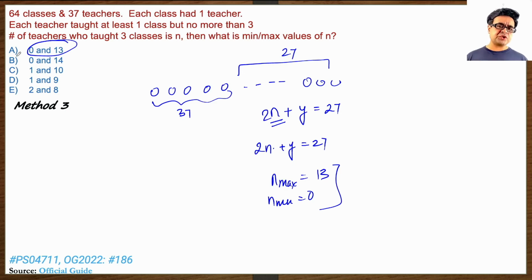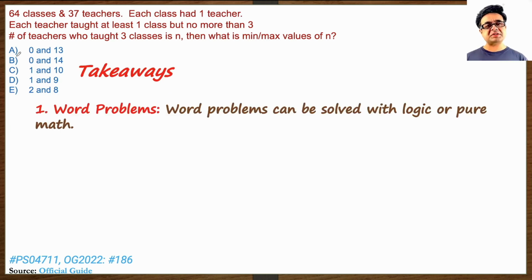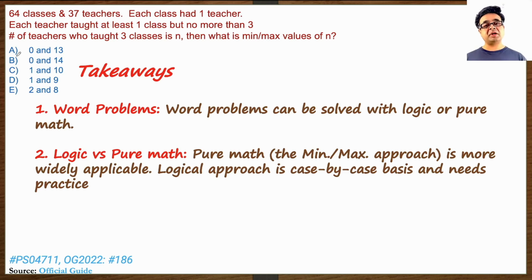The question is which of these approaches is the best and you should apply in the exam. Let's look at them one by one. The first important thing that you must understand in problems like this is that word problems are very common in GMAT. They are some of the most difficult problems in GMAT, and they can be solved in either way. They can be solved through logic or pure math. Sometimes you may want to do a mix and match of those approaches. Whichever works best for you is okay.